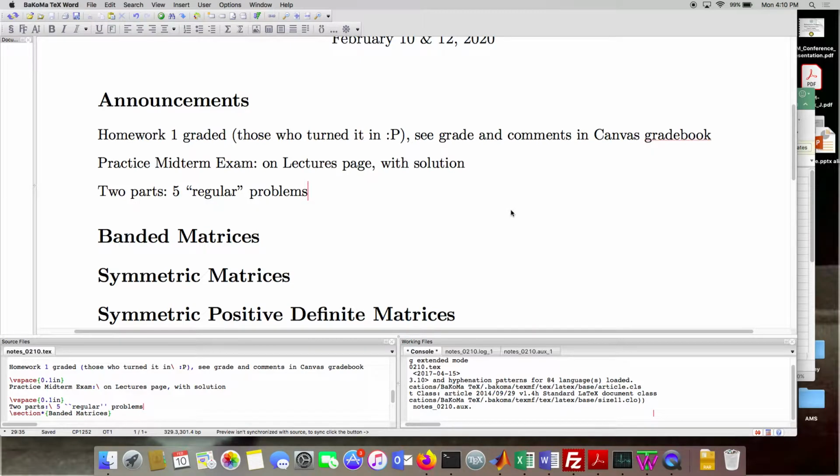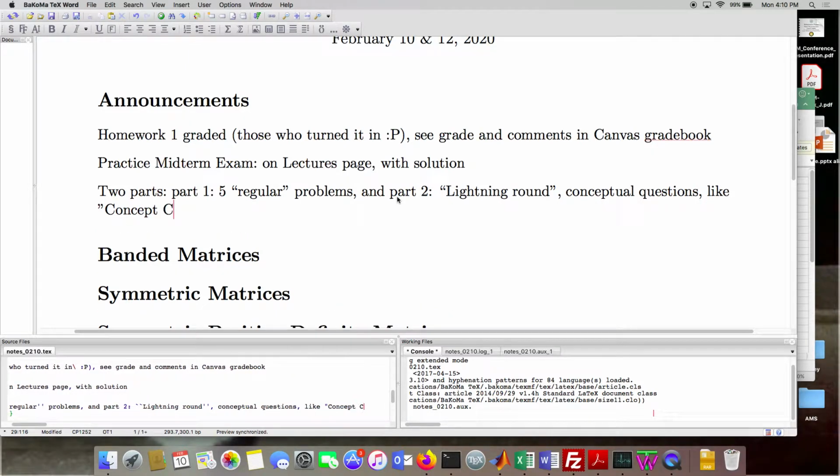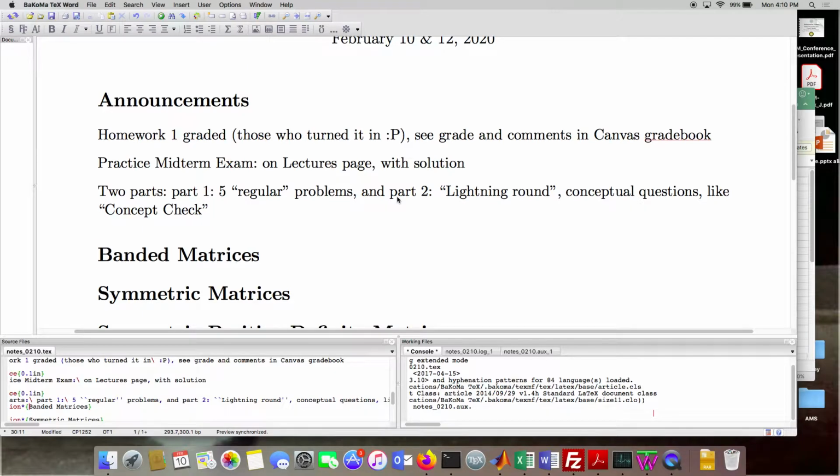Okay, so this is part 1. Part 2, what I call the lightning round, is conceptual questions, and I didn't include it in the practice test because you already have a good resource for that. It's like the concept check questions that you get in Canvas. So really, that's your resource for being prepared for that part of it.